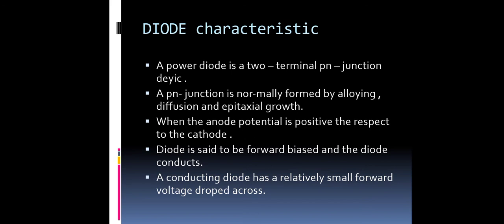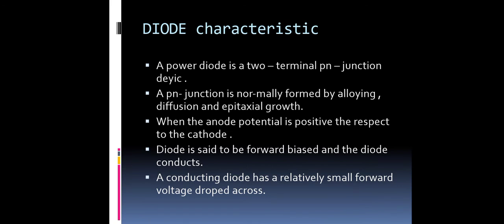Then the first point is the diodes. What is a diode, and what is a power diode? The power diode is a two-terminal device with a PN junction. The PN junction is normally formed by diffusion and epitaxial growth. Modern technologies of the diffusion and epitaxial process permit the desired diode characteristics. That is the PN junction and the diode symbol.